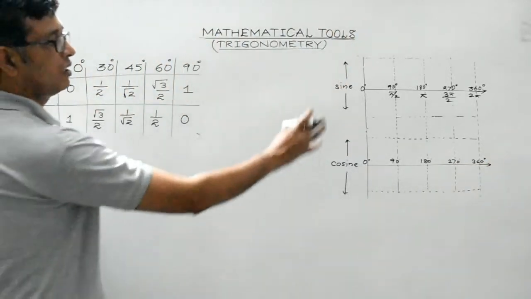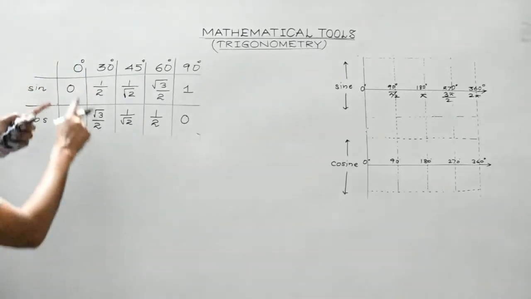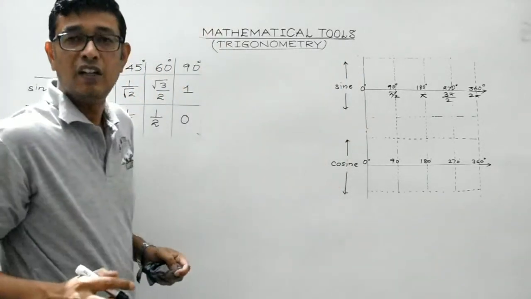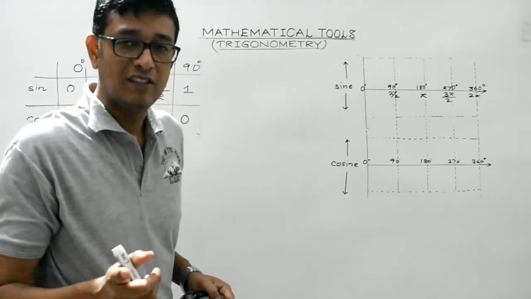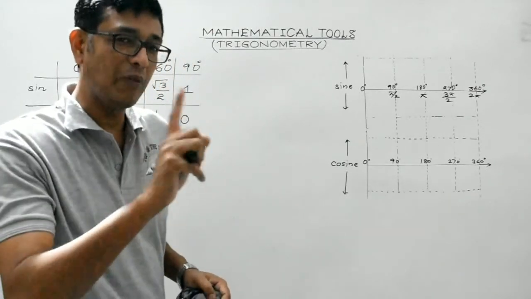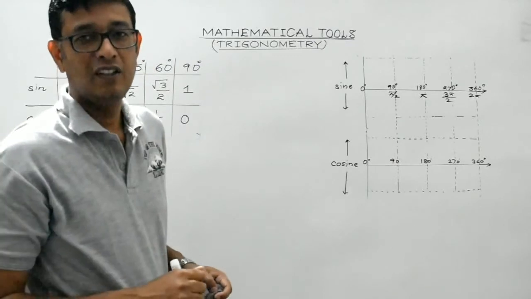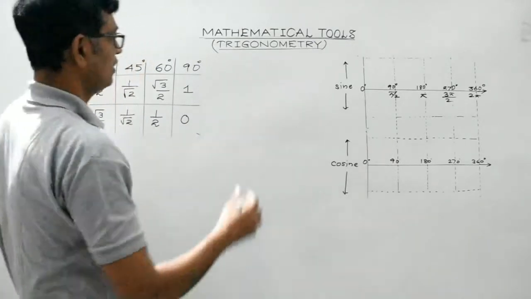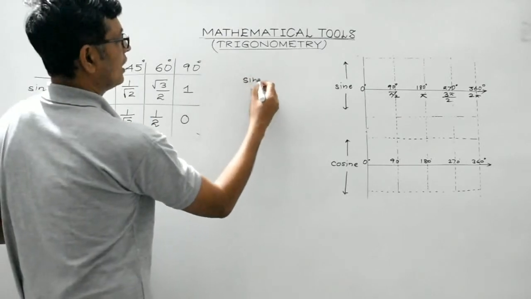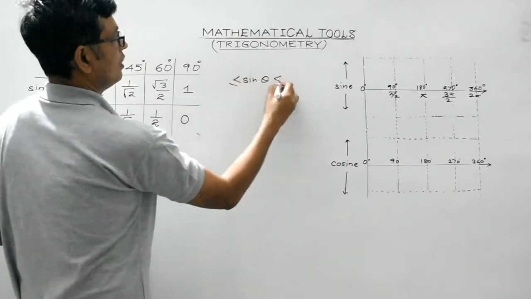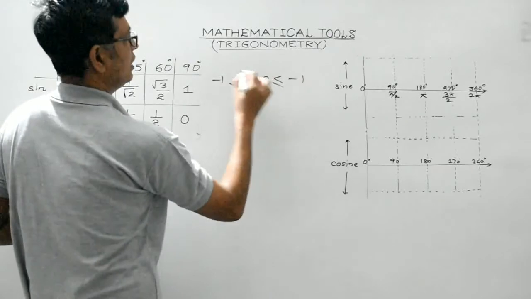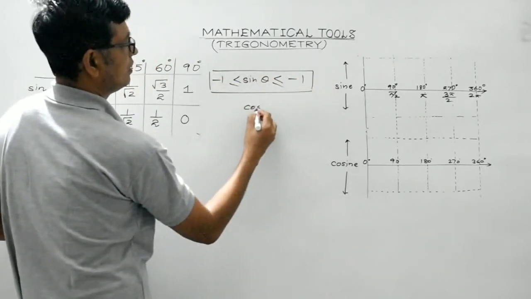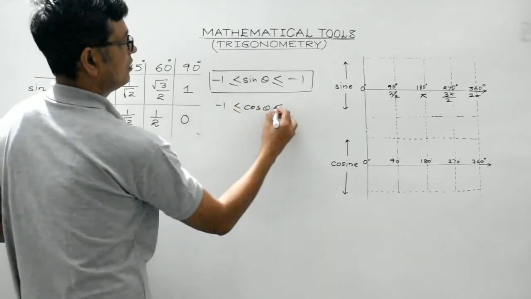So let's plot the graph for the sine function. Look students, sine 0 is 0. Also remember, the value of sine and cosine, it can be only between minus 1 and plus 1. It can't be less than minus 1, it can't be greater than plus 1. So sine function or cosine function, its value lies between -1 and +1. So we'll make use of this fact.